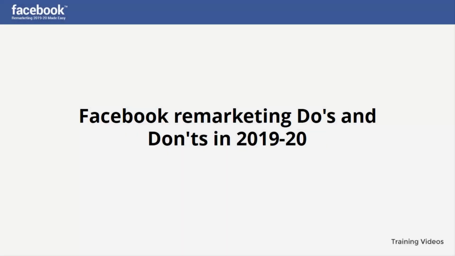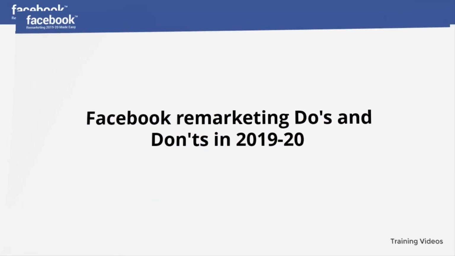Facebook remarketing do's and don'ts in 2019 and 2020. Facebook retargeting is one of the most effective ways to bring back visitors that have performed certain actions on your site. It allows you to send ads with the aim of recapturing their attention, based on the actions they took earlier. There are several things you need to understand about launching a Facebook remarketing campaign. Now you will learn the do's and don'ts you just need to put into practice to achieve a successful Facebook remarketing campaign.